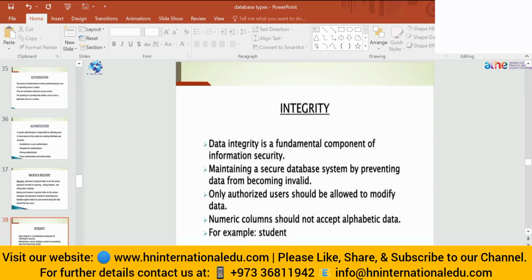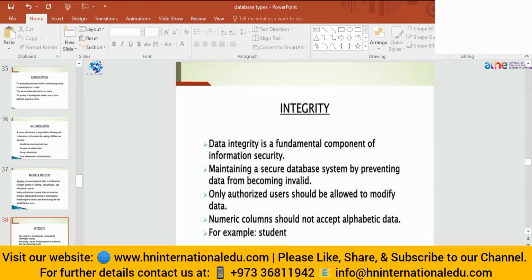Only authorized users should be allowed to modify data. It means only the person who has the authenticity and authorization of using the data can change, update, delete or alter the data. An unauthorized user cannot use the data. Numeric column should not accept alphabetic data.